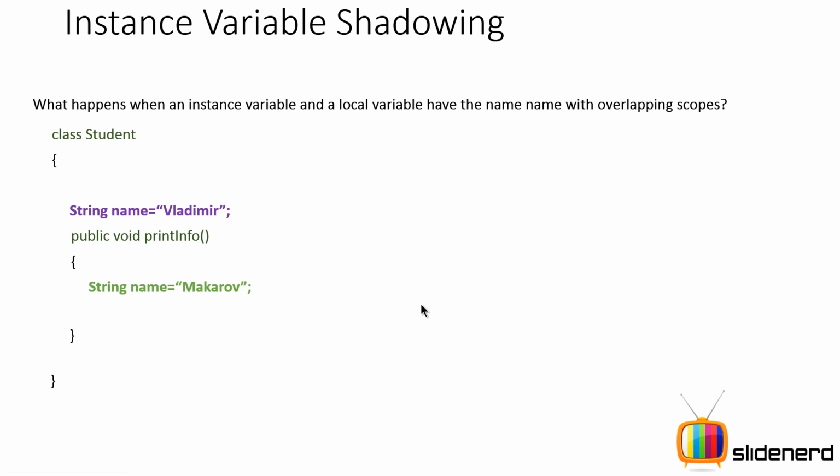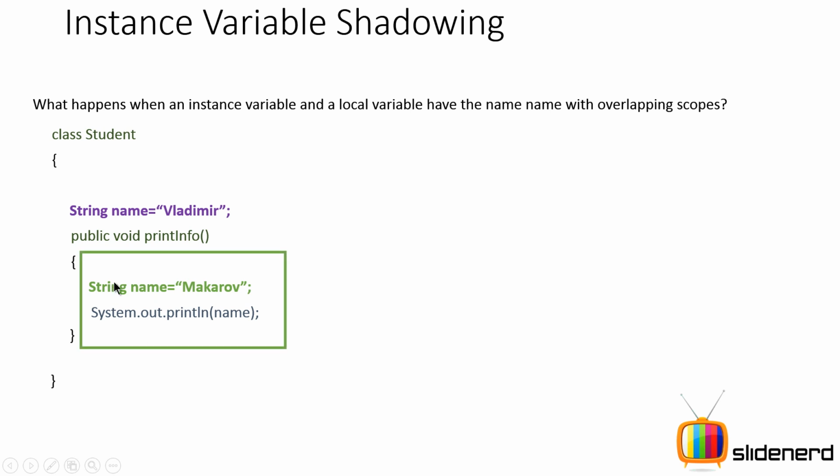Well, the first thing is this is perfectly fine because this is an instance variable, this is a local variable, and you can always have local variables and instance variables with the same name. It is only two instance variables or two local variables that cannot have the same name. So here if I say System.out.println(name), what do you think will be printed?